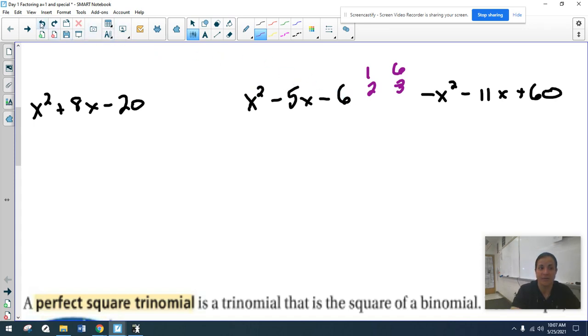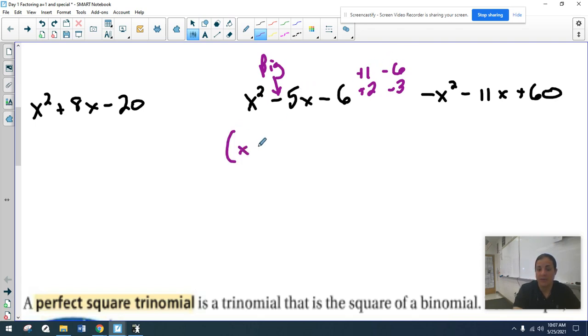Negative 2 times negative 3 is going to give you a positive 6. So you kind of have to use those signs. I need one sign of each. And if you get one sign of each, then the bigger one is going to get the negative. So the bigger of the two factors gets the negative, the smaller of the two factors gets the positive. So now you can see that it's 1 minus 6.